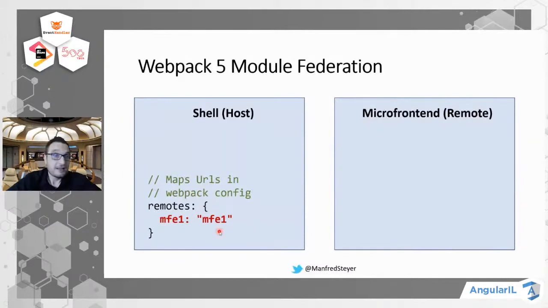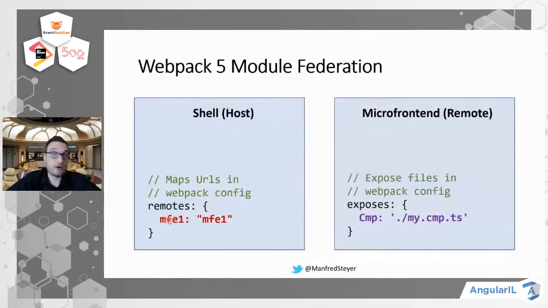But first of all, let's stick with this. We are mapping some routes, and those routes will point to other locations. Within the micro frontend, the remote, we can expose files. Here I'm exposing my CMB TS as the name CMB. That means another application, a shell, can load this CMB file.